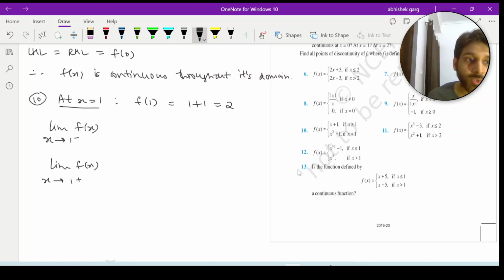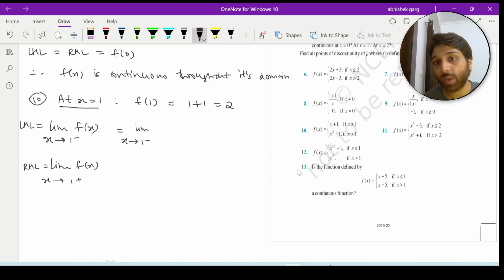I hope by now you have understood that this is actually the left hand limit and this is actually the right hand limit. Now for the left hand limit, we'll have to write the value of f(x) which corresponds to x being less than 1, which is x square plus 1. Now we'll solve this by direct substitution. So just put the value of x as 1 over here. You'll get 1 square plus 1 is equal to 2. So far so good.